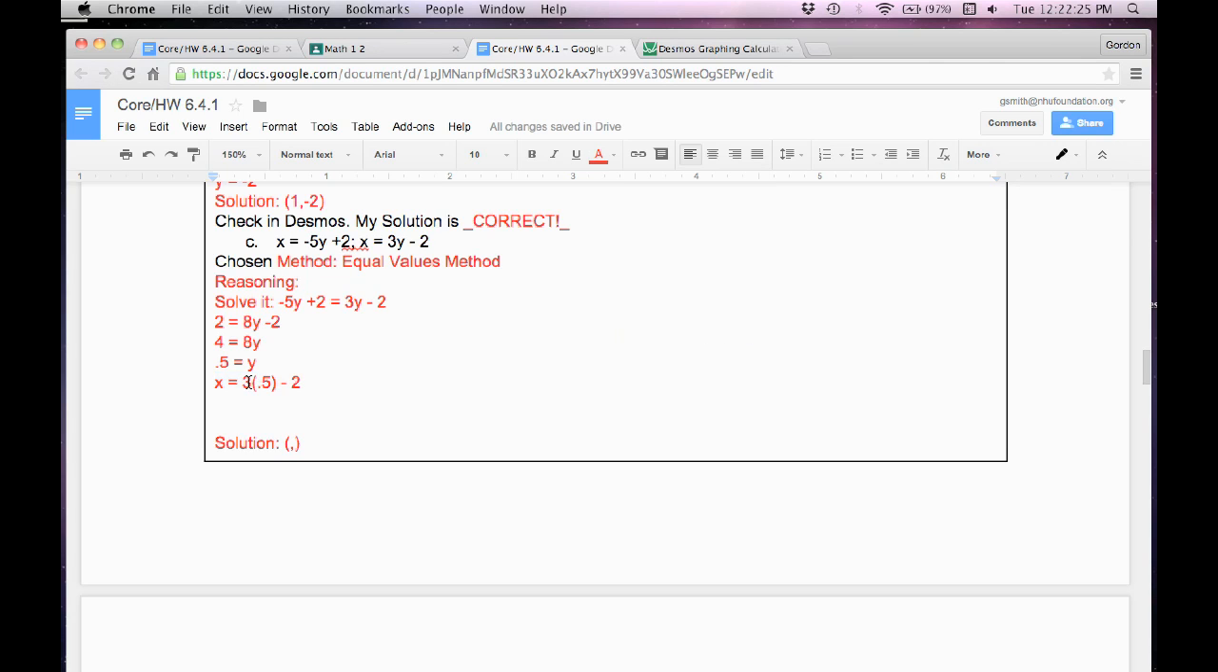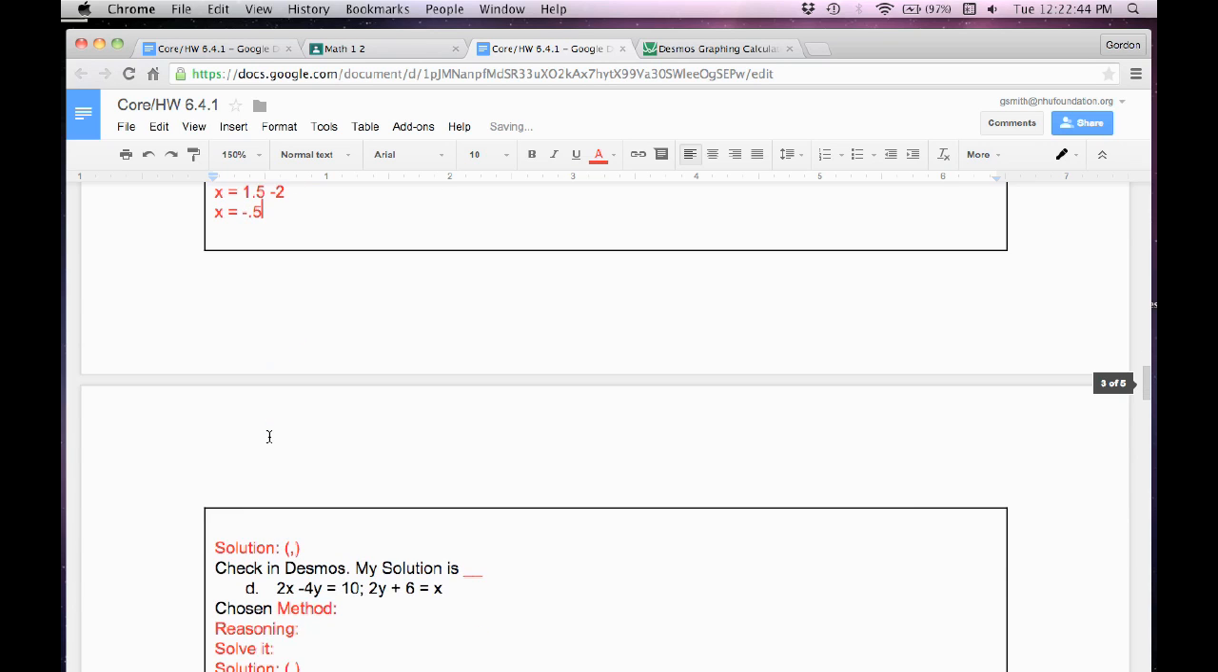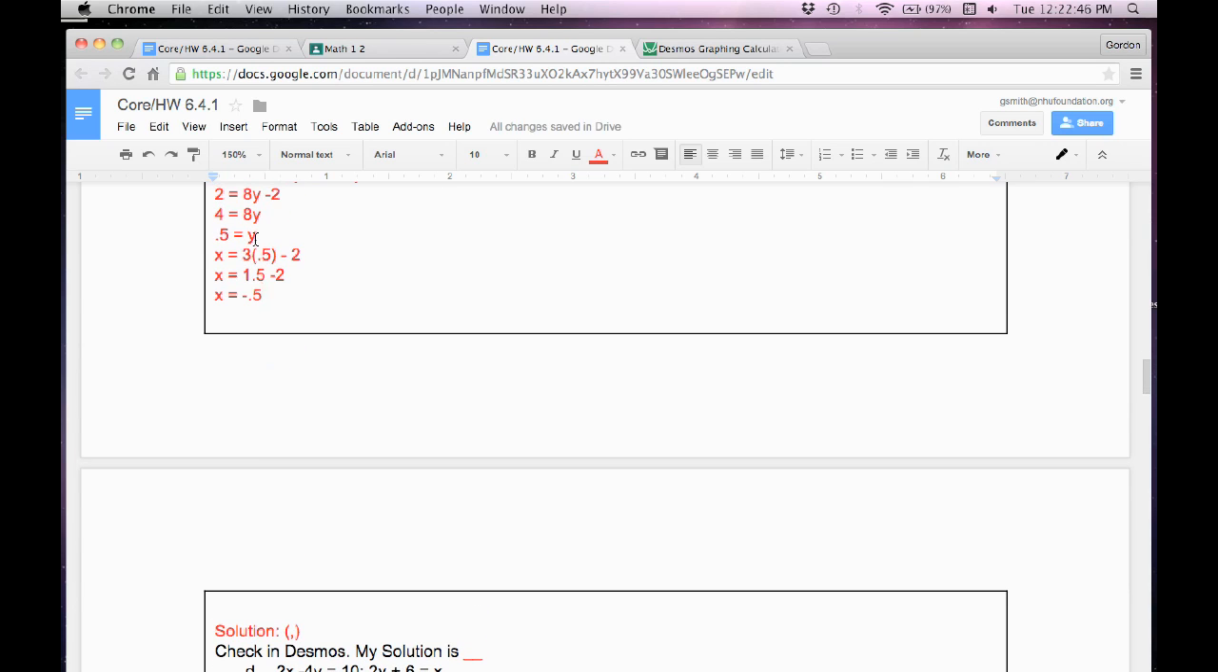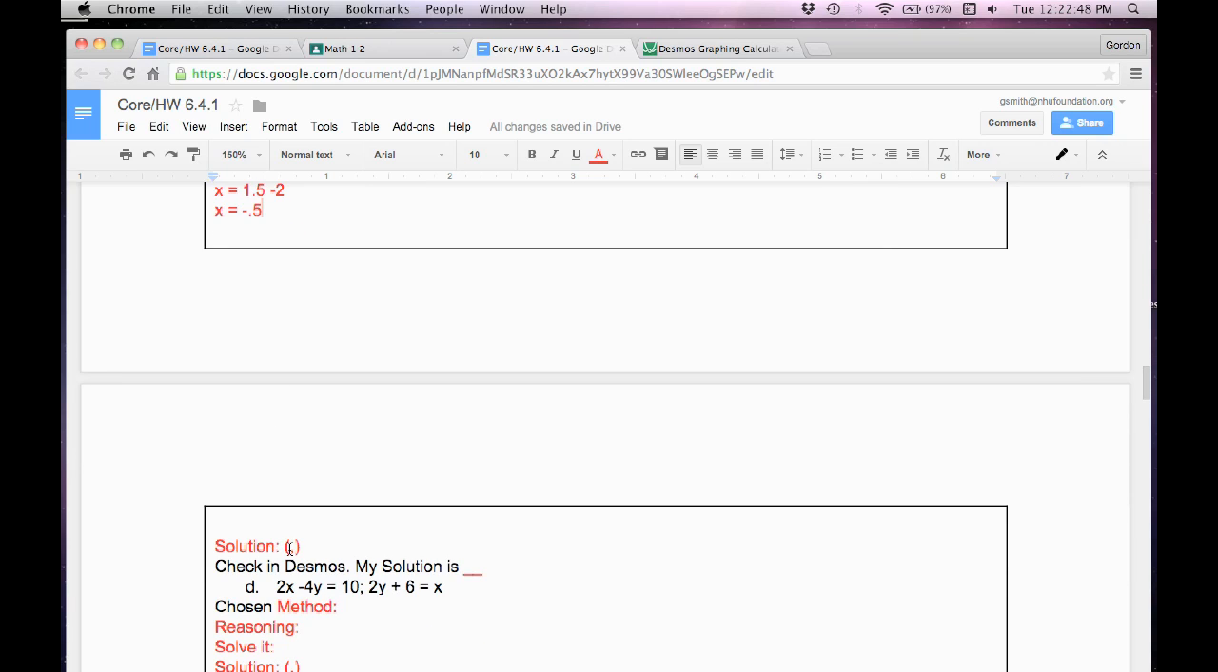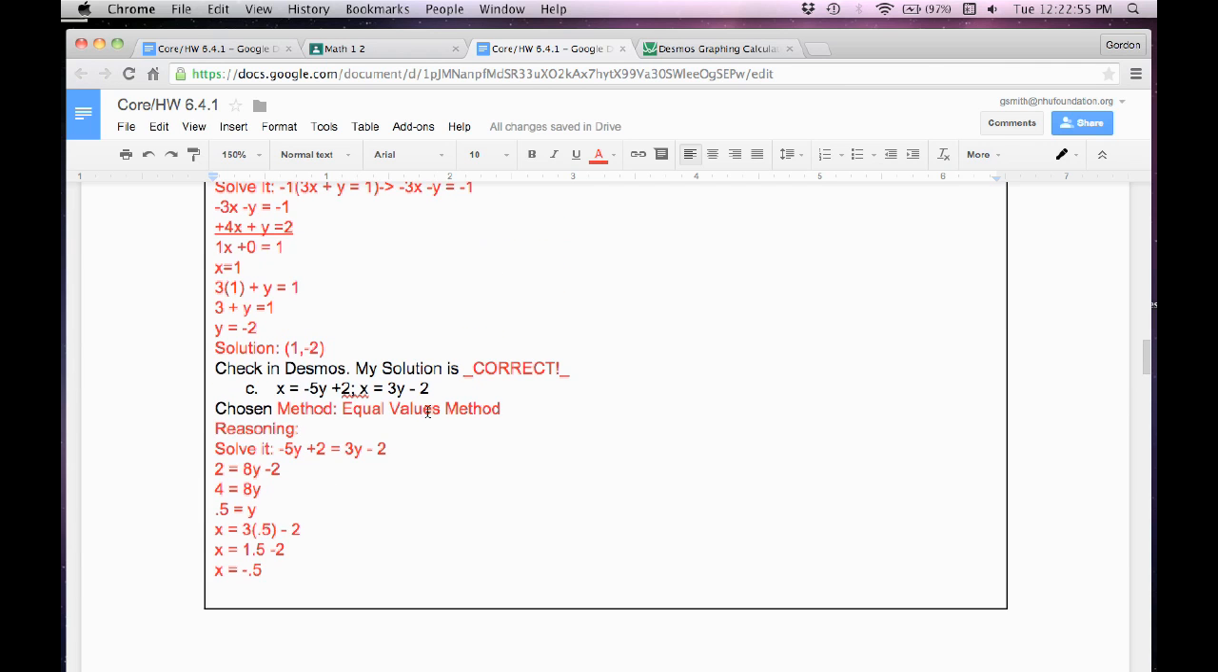Okay, so then what is 3 times 0.5? It is 1.5. So we can rewrite as x is equal to 3 times 0.5, which is 1.5, minus 2. 1.5 minus 2, x is equal to negative 0.5. So what is our solution? Our solution is x is negative 0.5, y is 0.5, so it's negative 0.5, comma 0.5.